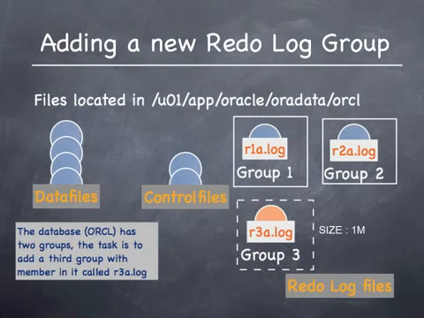On this slide, the task is to add a third group to the database. Suppose there are two groups with a single member each. Group 1 has a member called r1a.log. Group 2 has a member called r2a.log. A third group called Group 3 is being added with a single member called r3a.log, where the size of this member is to be 1 megabyte.